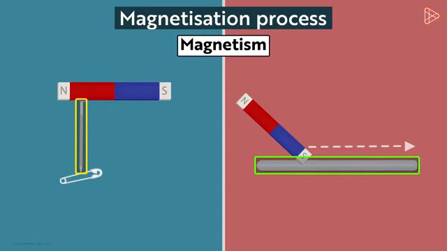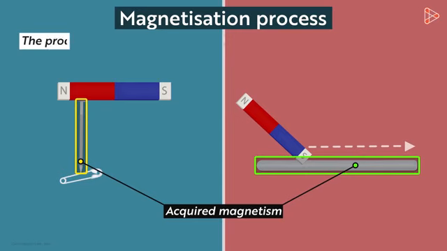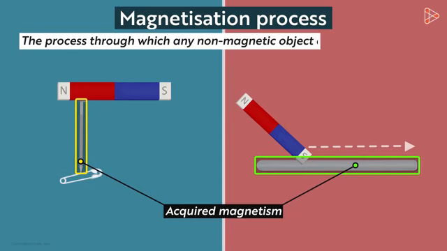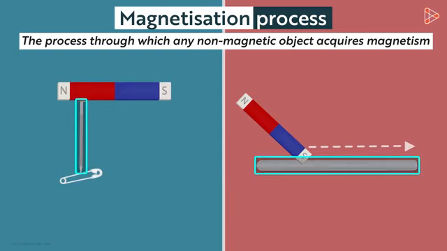So these objects weren't magnets. They acquired magnetism. This process through which any non-magnetic object acquires the property of magnetism is called magnetization. Yes, magnetization. This can also be defined as a process to magnetize any non-magnetic object. So in these processes, we are magnetizing the ferromagnetic objects. Now there is one more way in which we can magnetize these objects.